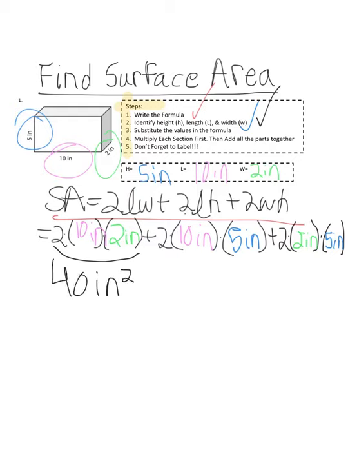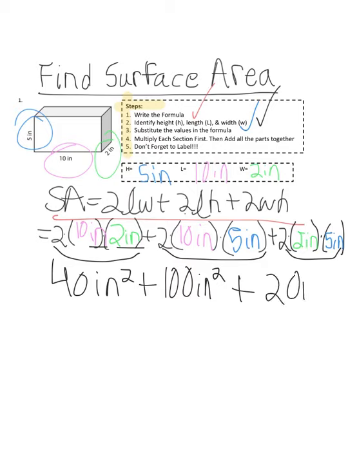Remember, we're dealing with inches squared because it's inches times inches. And then what's 2 times 10 inches times 5 inches? That's going to give me a total of 100 inches squared. And then we're going to multiply the third section, which is 2 times 2 inches times 5 inches, which gives me a total of 20 inches squared.